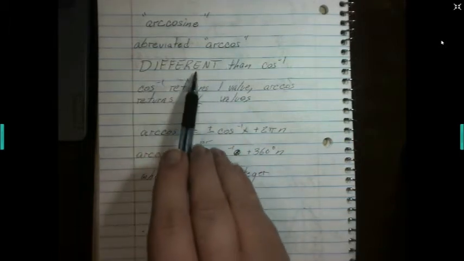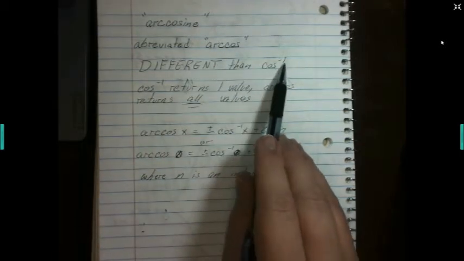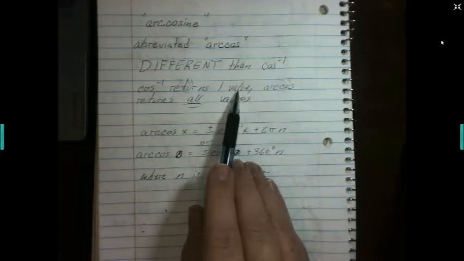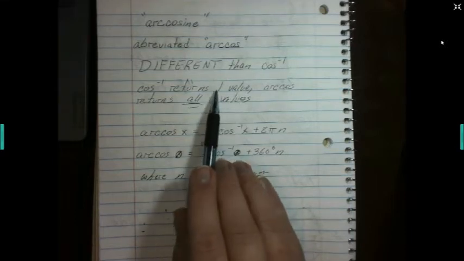Now it's different than cosine inverse. The reason being, cosine inverse returns one value. You've seen this in geometry when you're doing SOHCAHTOA. You plug cosine inverse of a number into your calculator and you just get back one number.